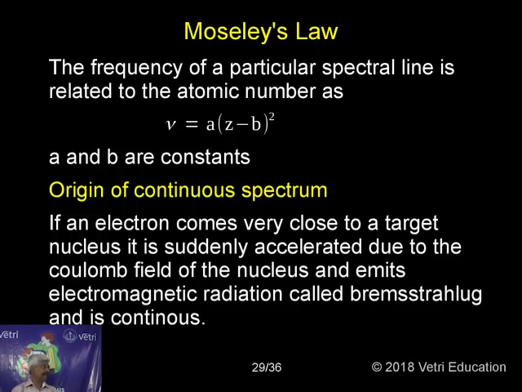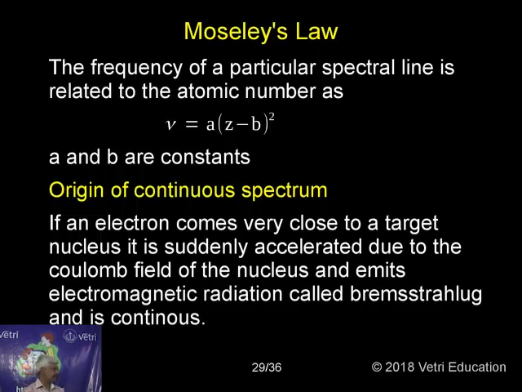The frequency of a particular spectral line in a characteristic X-ray spectrum is related to the atomic number as nu is equal to A into (Z minus B) the whole square. Nu, the frequency, always equals A into (Z minus B) the whole square, where Z is the atomic number. Once we know the atomic number, we can fix what that element is. Nu is the frequency, and A and B are constants.